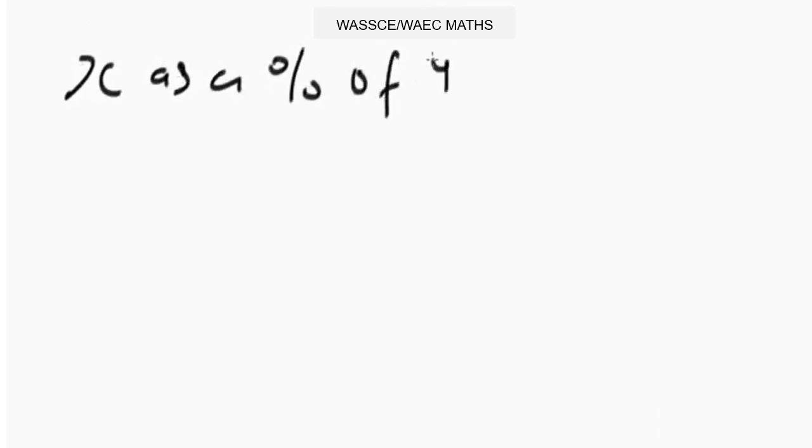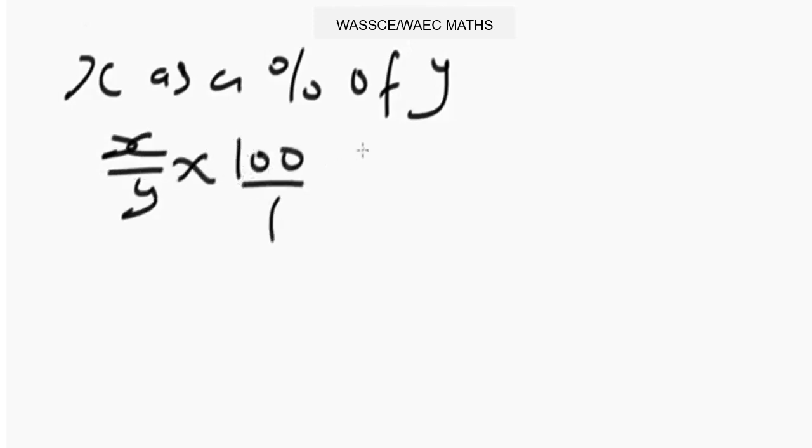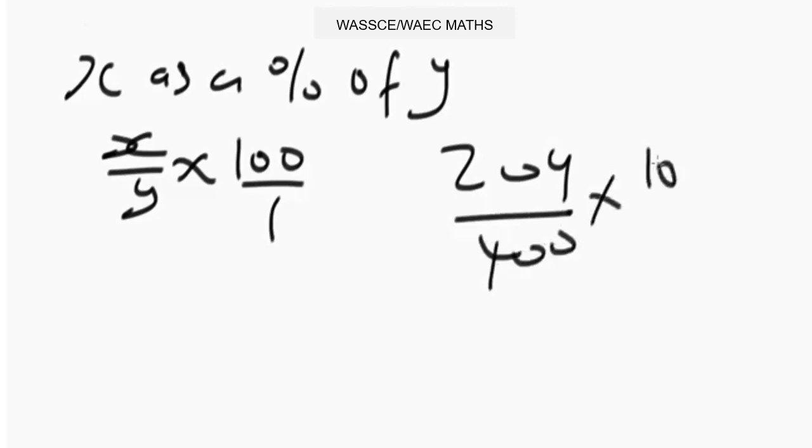When you are dealing with expressing x as a percentage of y, basically what it means is that you should divide x by y and then multiply by 100. That's x over y times 100 over 1. For instance, 209 as a percentage of 400 will be 209 over 400 times 100 over 1. So that is kind of what it means.